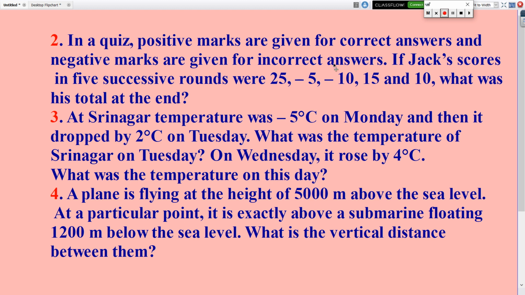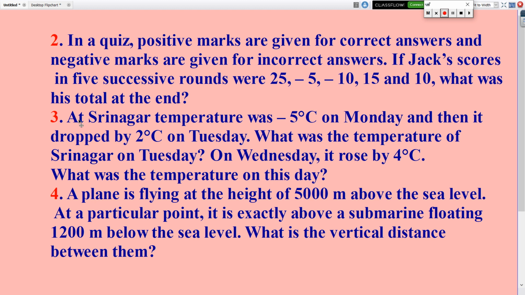Add the negative numbers and positive numbers separately, and at last add both the answers. Or you can write 25 plus -5 plus -10 plus 15 plus 10. Add 25, 15 and 10 together, plus -5 plus -10 together. Then add both numbers. Write the answer.